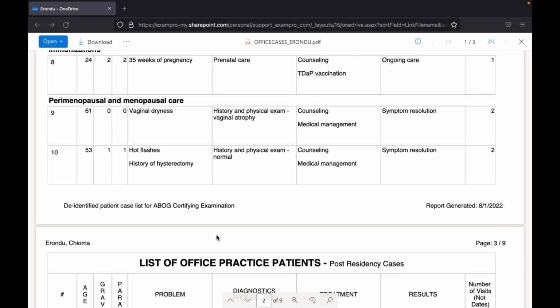So let me ask you, for this particular patient, 53-year-old G1P1, vasomotor symptoms, you counseled them regarding the vasomotor symptoms medical management. Just in general, what are the treatment options for a person who has hot flashes due to menopause?